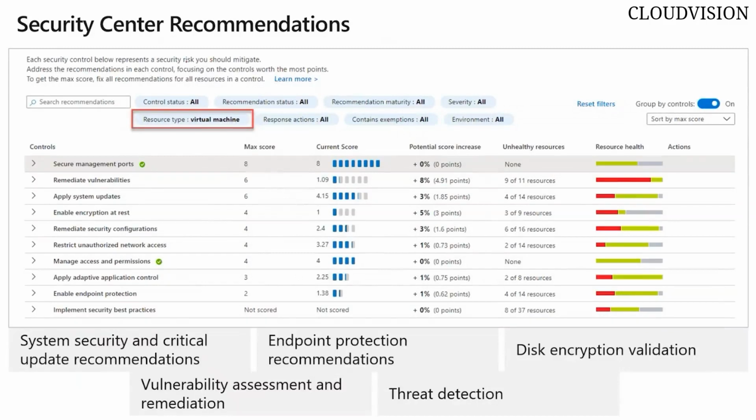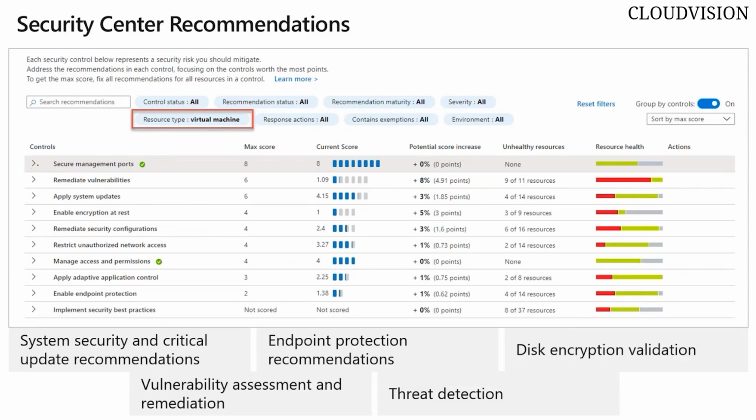Next is Security Center recommendations, or Defender for Cloud recommendations. Don't get confused with the name. Like I told you earlier, the name has been changed. The service is called Defender for Cloud, and these are the recommendations which you get there. As they have applied multiple policies, along with that, they give you many standards and many recommendations.